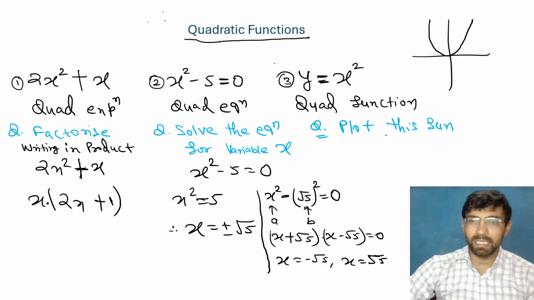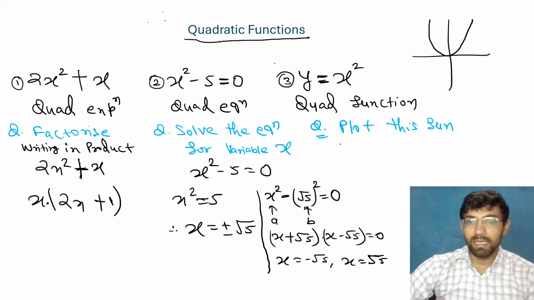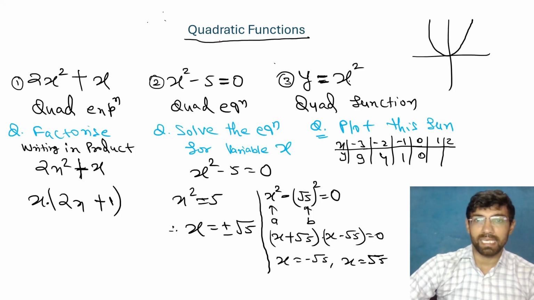Can you explain to me the process to plot the function? The very same process: x and y, making a table out of x and y. I will take some negative and some positive values: minus 3, minus 2, minus 1, 0, 1, 2. If my x is minus 3, I will get y as 9. In place of x, if I put minus 3, minus 3 to the whole square will be 9. Similarly, minus 2 to the whole square gives 4. Minus 1 gives 1, 0 gives 0, and 1 gives 1.